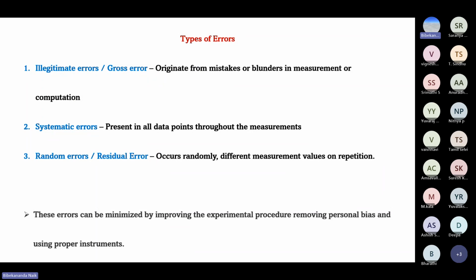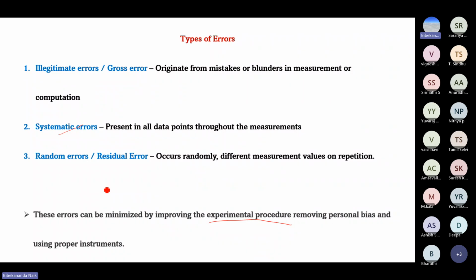These errors can also be minimized. One way is improving the experimental procedure. If the errors originate from mistakes and blunders, then you can improve your experimental procedure. Then removing personal bias, and then using proper instruments. When you use proper instruments, the systematic errors can also be minimized, because these instruments will be calibrated accordingly, and since they are well calibrated, they will provide you good results which are more accurate as well as more precise.